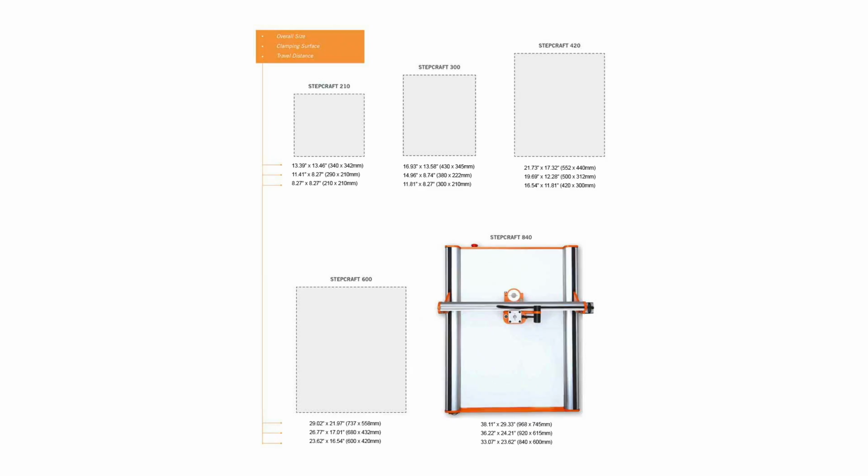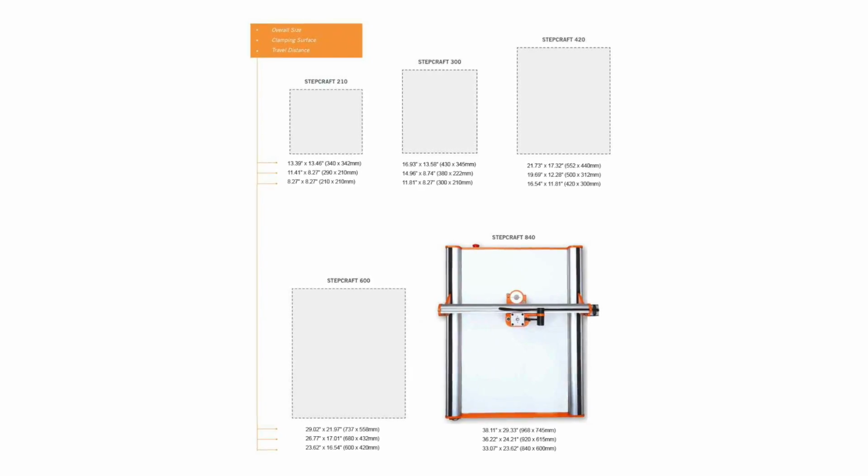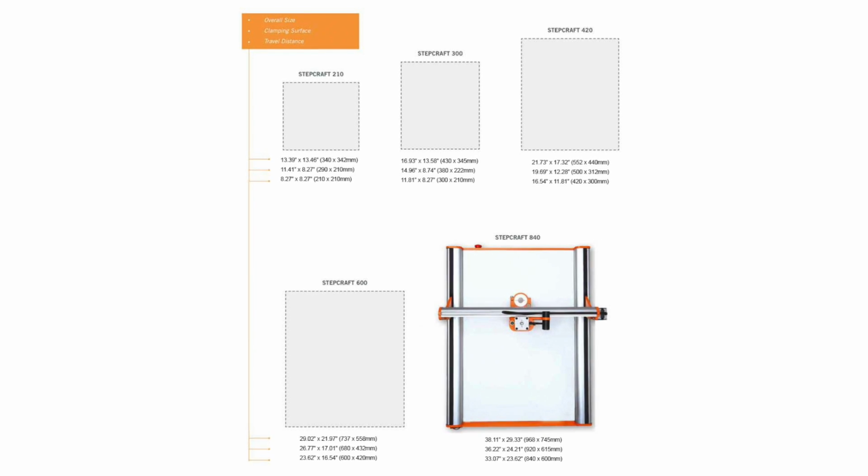In this part of the system configurator, you're going to have to choose the base machine that you want to build your system on. There are five different sizes: the 210, the 300, the 420, the 600, and the 840. The model 210 is the smallest.